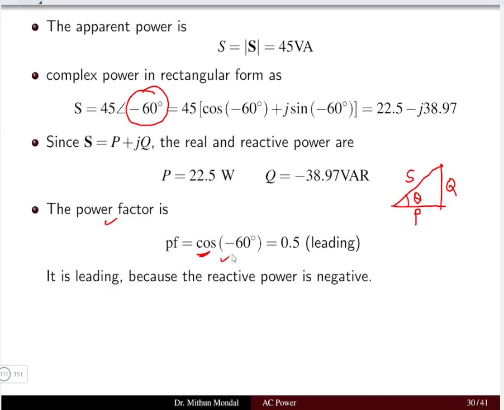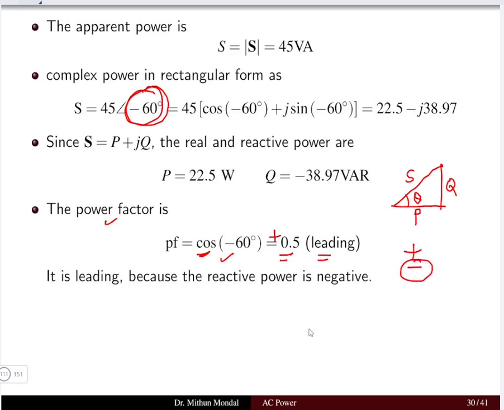So power factor is the cosine of the angle between the voltage and the current. Here you have minus 60 degrees, so the power factor is 0.5. Now we know that the power factor can be positive or negative. If it is positive, the power factor is leading in nature. If it is negative, it is lagging in nature.